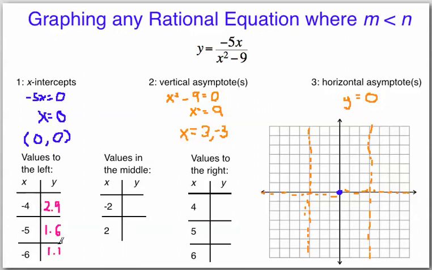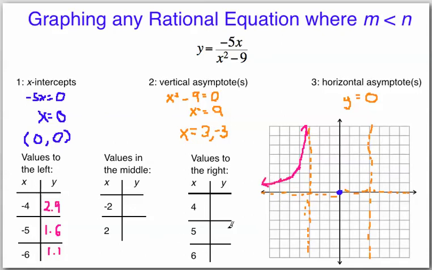So you're going to come over here, you're going to go ahead and graph those. So we've got -4, 2.9, which is about 3. We've got -5, 1.6, which is about 1.5. And then -6, 1.1, which is about 1. Okay, and then just go ahead and draw on your curve now, where you're connecting with a nice smooth curve, and at the ends, you're approaching that asymptote without actually touching it yet. Okay, so you've got that nice branch right there.